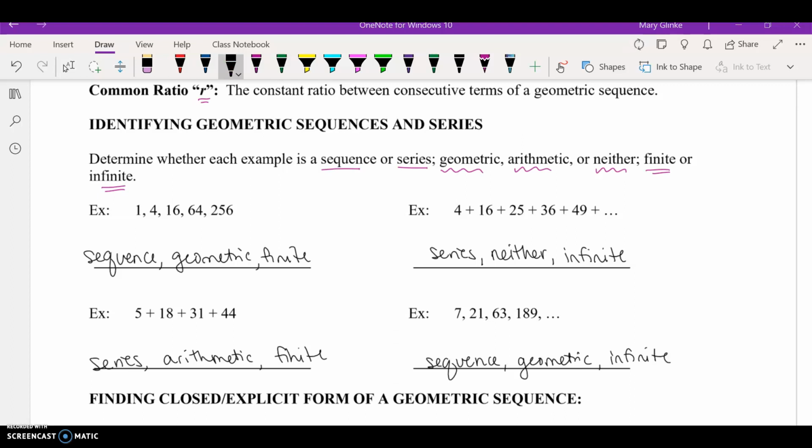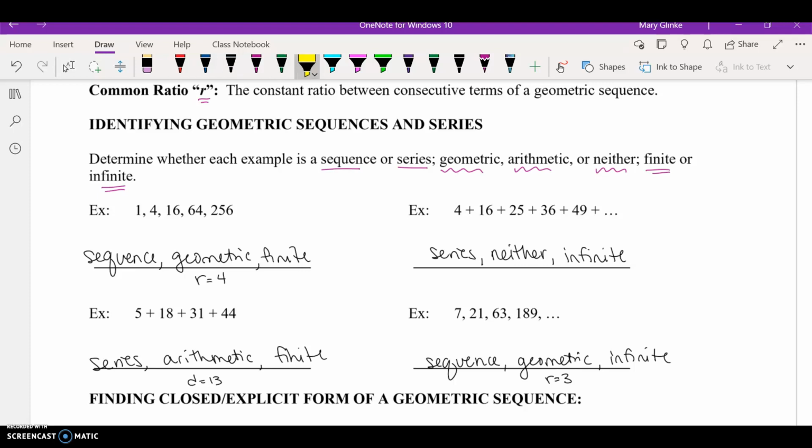So our first one is a sequence. It is geometric with a common ratio of 4, and it is finite. The next one is a series, and while it does follow patterns, it is neither arithmetic nor geometric, and it is infinite in nature. The third one is a series. It is arithmetic because your common difference here is 13, and it is finite. And lastly, you have a sequence that is geometric with an r value of 3, and it is infinite.